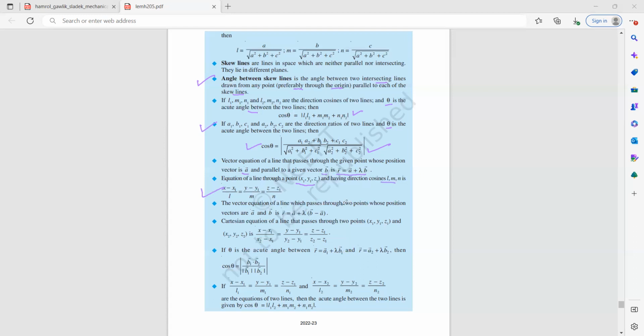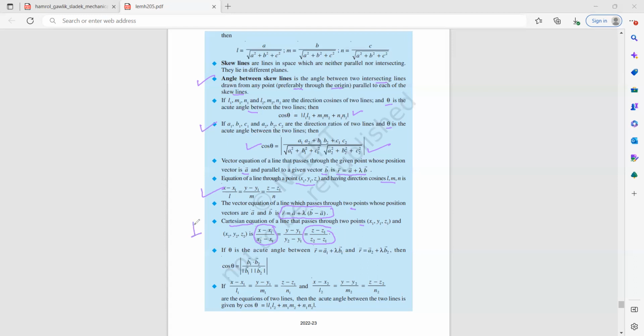The vector equation of a line which passes through 2 points whose position vectors are vectors a and b: we can use this formula, vector r is vector a plus lambda times (vector b minus vector a). If we need to write the Cartesian equation of the line that passes through 2 points x1, y1, z1 and x2, y2, z2, it is simply x minus x1 over x2 minus x1 equals y minus y1 over y2 minus y1 equals z minus z1 over z2 minus z1.